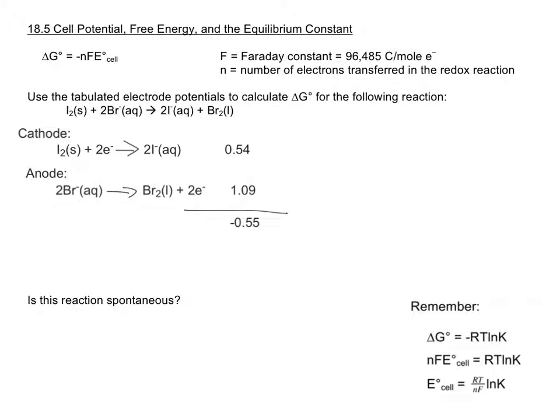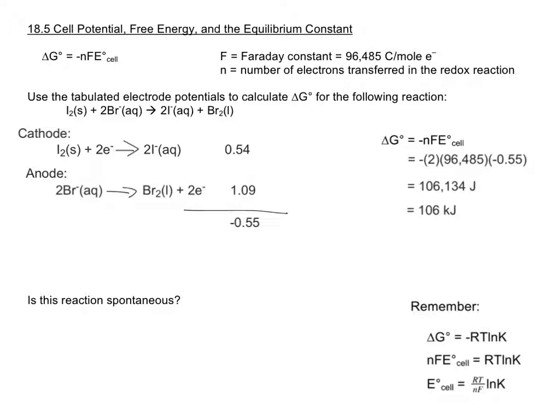Okay, and if you remember from the last lesson, a negative cell potential means that that reaction is not going to happen in that direction. But we'll continue with the calculation and see what we get for delta G. So delta G is equal to negative N. In this case, we've got 2 electrons transferred, so it'll be 2 times the Faraday constant, which is 96,485, times our cell potential, which we just calculated, which is negative 0.55. All right, and if we multiply all those numbers, we get a value of positive 106,134 joules, or 106 kilojoules per mole.